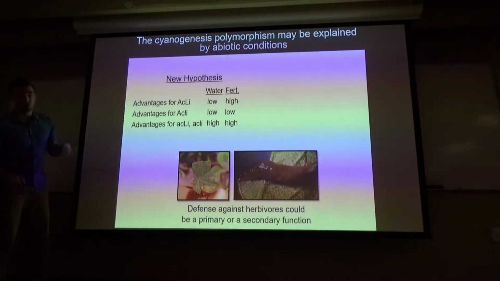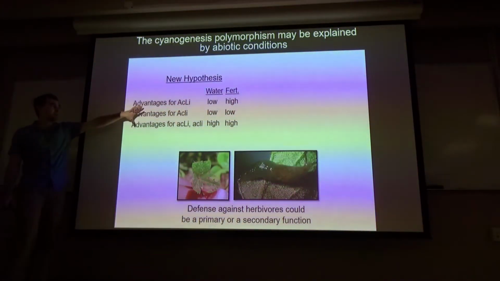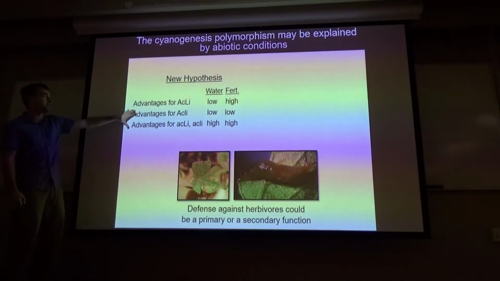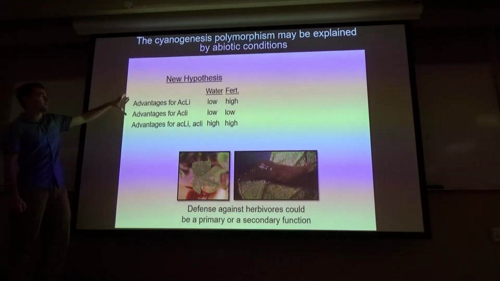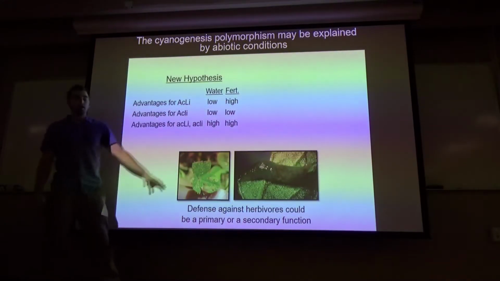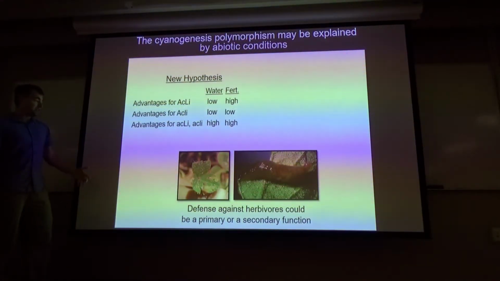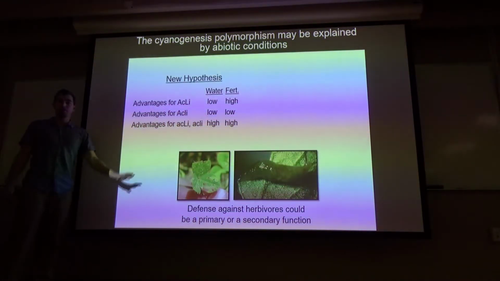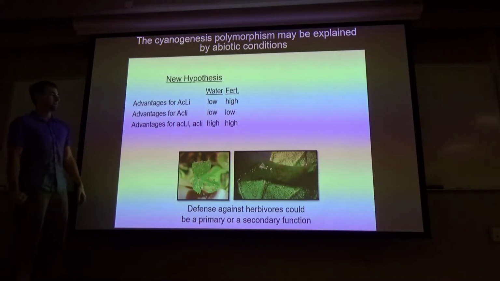Okay, so from this common garden experiment, we can make some new hypotheses about why those cyanogenesis clines actually evolved. That it could be strictly from abiotic conditions associated with water and fertilizer, rather than defense against herbivores. And in this, defense against herbivores could be a primary or a secondary function that also occurs, but there seems to be multiple selection pressures working here.